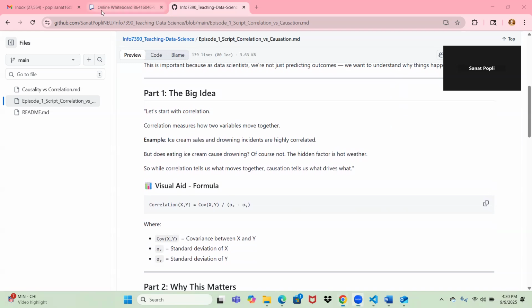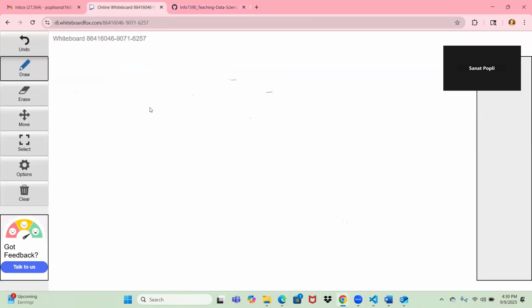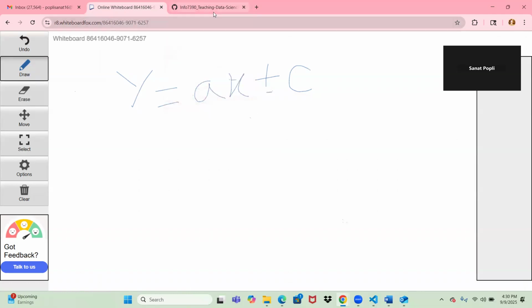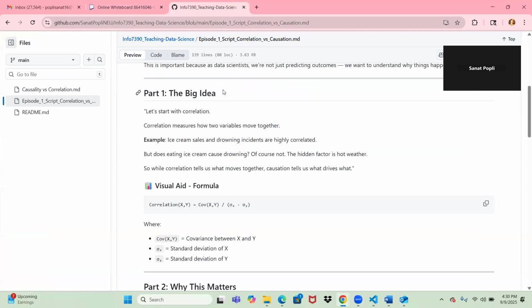If you have seen this thing, y equals ax plus c. So basically, this is how two variables move together. If there is a change in x, then there will be a change in y value. This is a very simple linear relationship, which we also call correlation.